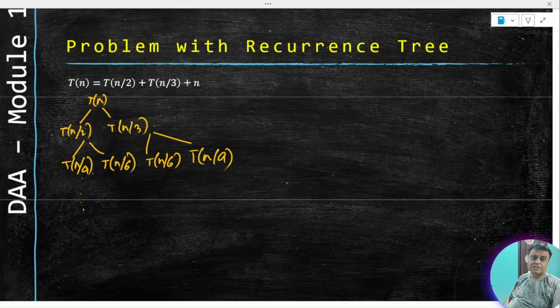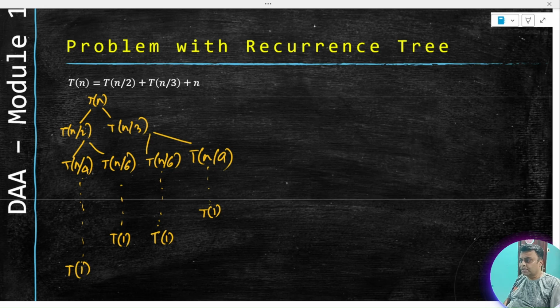So who will end first? N by 9 will end first. So suppose it ends here. This is T1. Who will end the next? Tn by 6 will end next. So this ends here. This is also ending here. And then finally this guy, which lasted the longest, will end. Right? Suppose it ends at T1. So this is how you are ending.